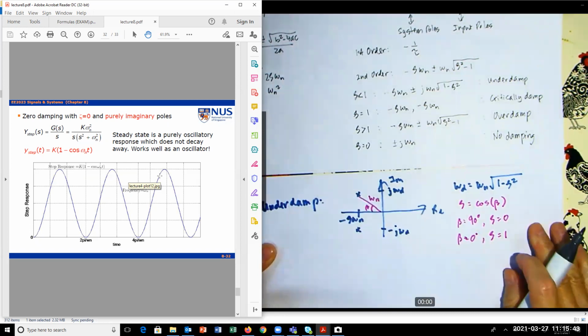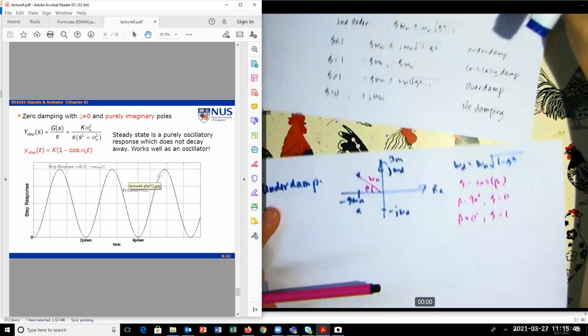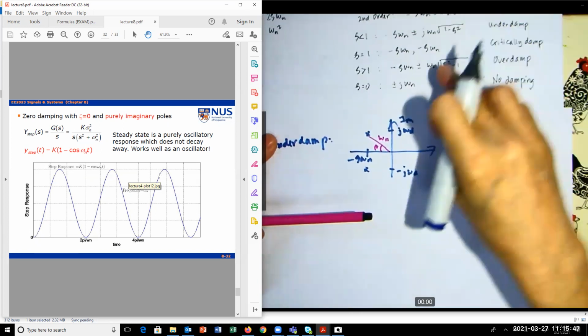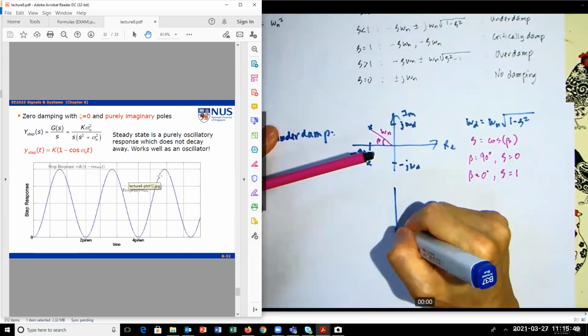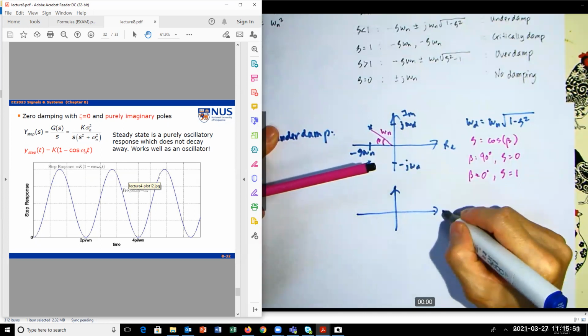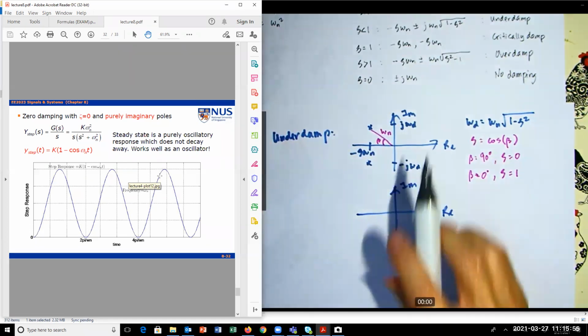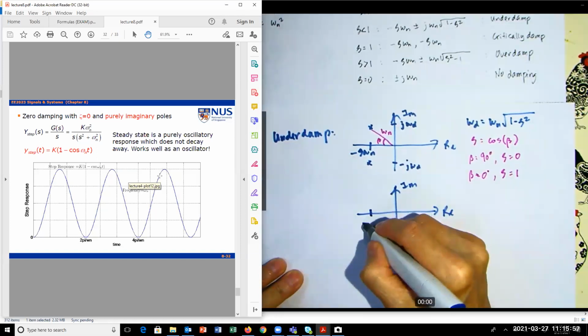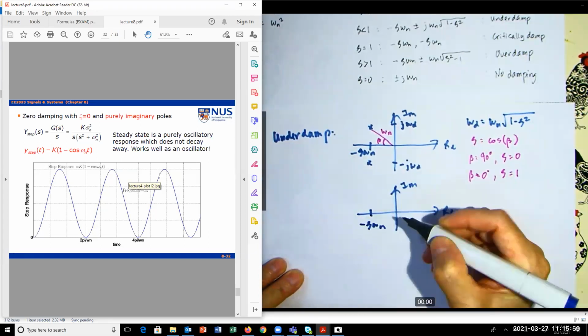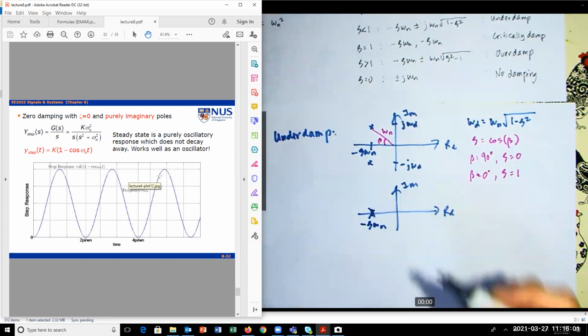Okay, so we can do the same for the others. Critically damped will be the following: real, imaginary. So critically damped is repeated poles here, at minus zeta omega n. There will be 2 of them here. All right, 2 of them. That is critically damped.